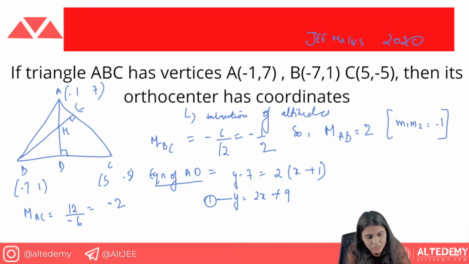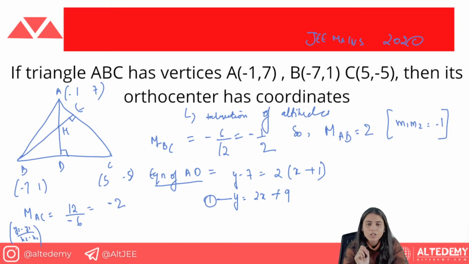Same thing, we have 7 minus (-5), that becomes 12, and that becomes 5 minus 1... minus 5, that becomes -6. So for that reason we got 12 upon -6. The formula used here is y2 minus y1 upon x2 minus x1. This was the formula used for the calculation of slope here. Okay, so we calculated the slope of AC. Now how do we calculate the slope of BE?